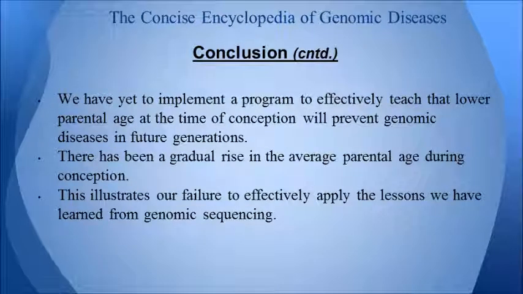We have yet to implement a program to effectively teach that lower parental age at the time of conception will prevent genomic diseases in future generations. On the contrary, in the same period of time in the United States, there has been a rise in the average parental age during conception. This illustrates our failure to effectively apply the lessons we have learned from genomic sequencing.